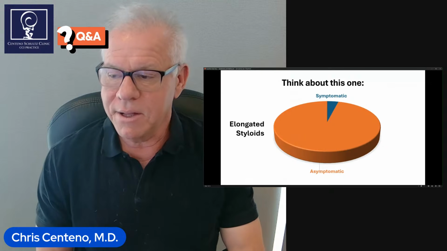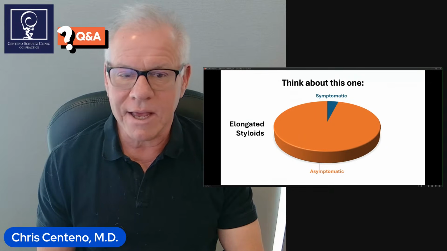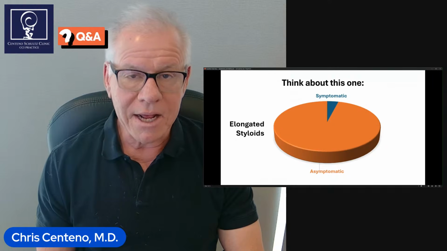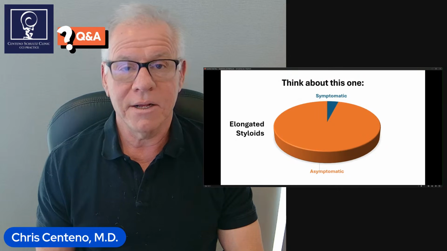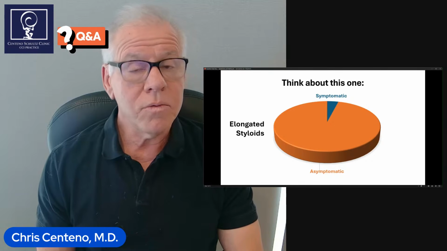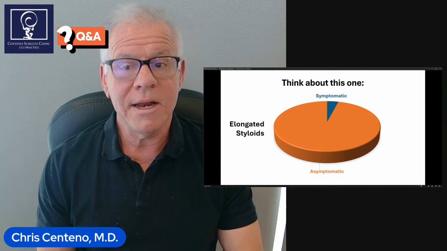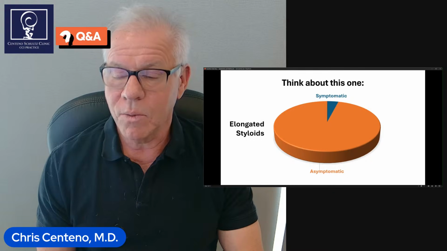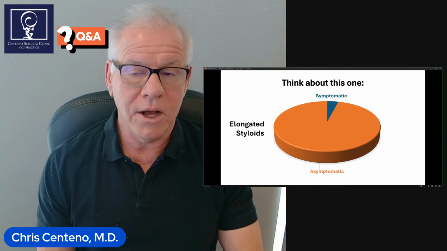So again, think about that one for a second. Asymptomatic, meaning elongated styloids that produce no symptoms, are the rule and not the exception. The exception is when elongated styloids cause symptoms.